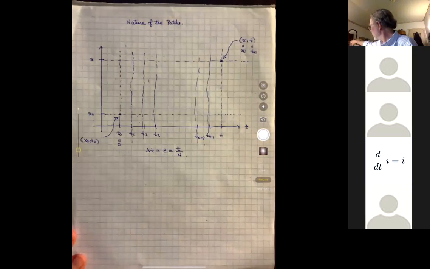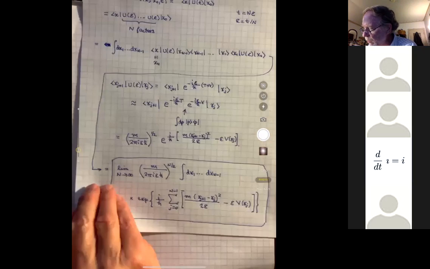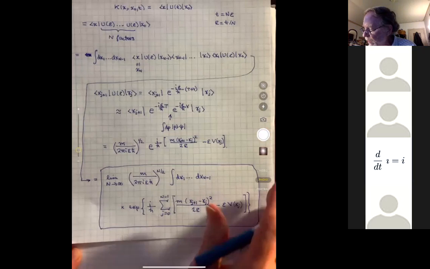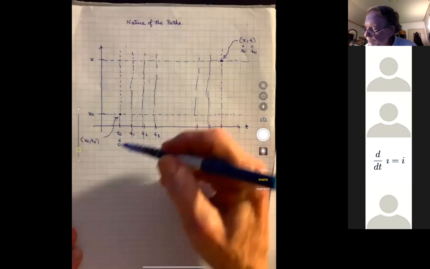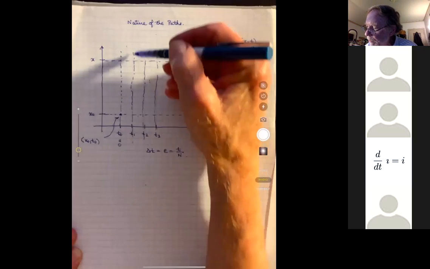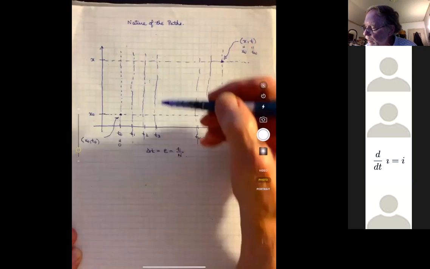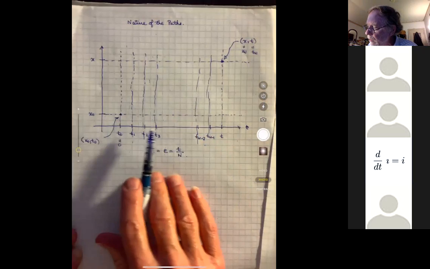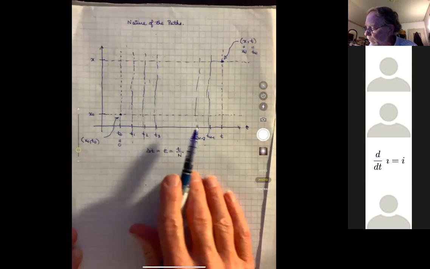And so you can imagine that in this integral here, where you're integrating over all these intermediate x's that go from minus infinity to plus infinity, that x1 runs up and down this line between minus infinity and plus infinity, x2 this line, x3, and so on, like that. So you get a range of integrations like this listed out one after the other for all the intermediate x's.